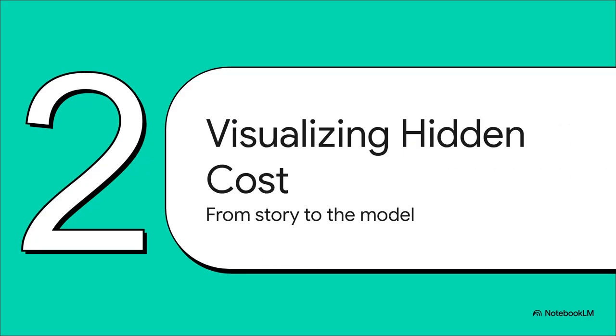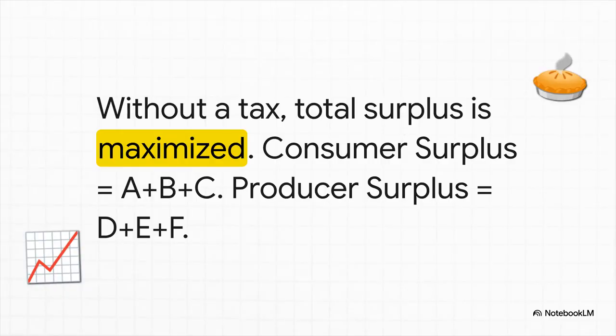Okay, so that was a story about just two people. Now let's see how this exact same idea plays out across an entire market. We're moving from our simple story to the economic model to really visualize this hidden cost. All right, so here's your standard supply and demand graph. Before any taxes get involved, the market works beautifully. It settles at a price and quantity where everyone who wants to buy or sell at that price can.